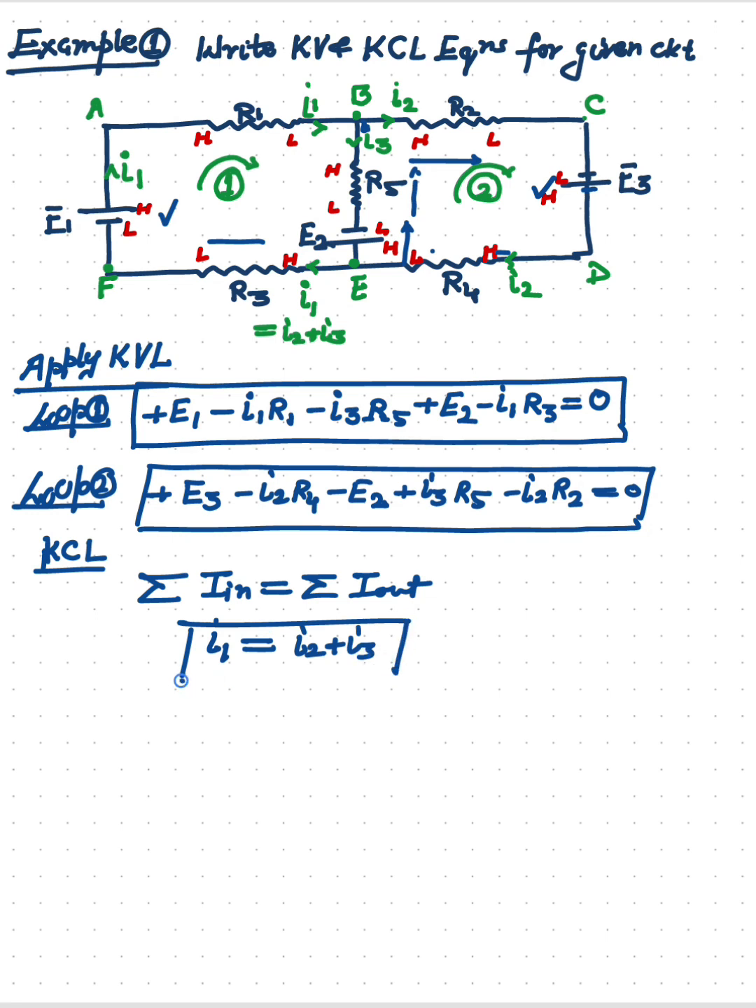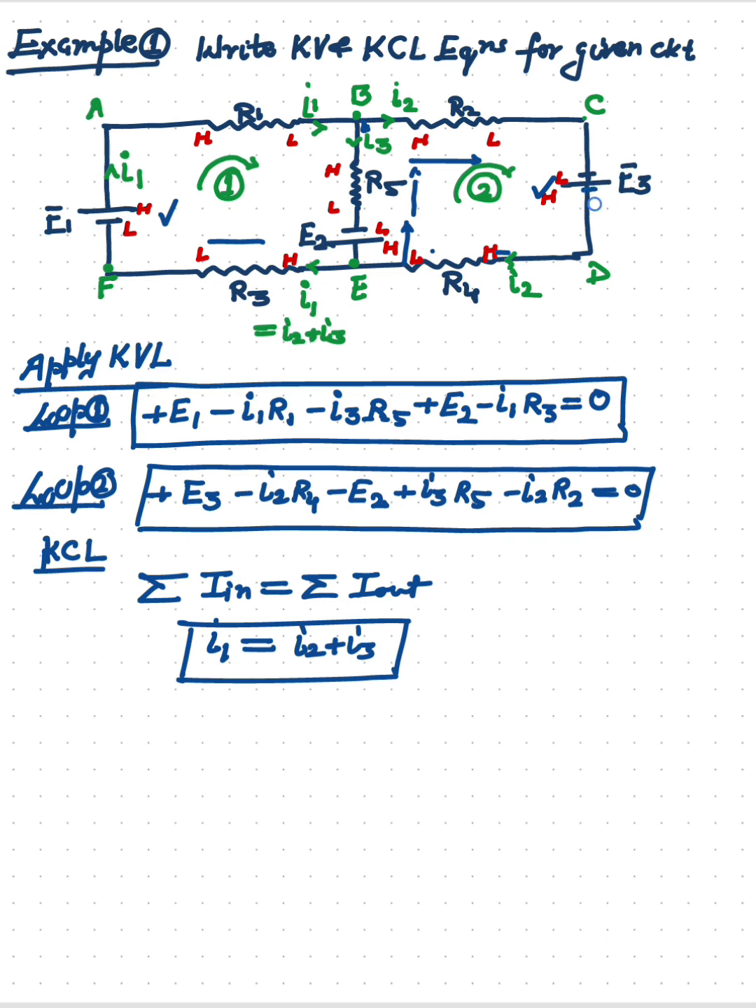So this is the current. This is the KCL equation. Okay, and one more thing. Suppose in this circuit, I assumed the current distribution like this, I1 is flowing from here. You can also assume like that I1 is flowing from here and this is the battery E2.